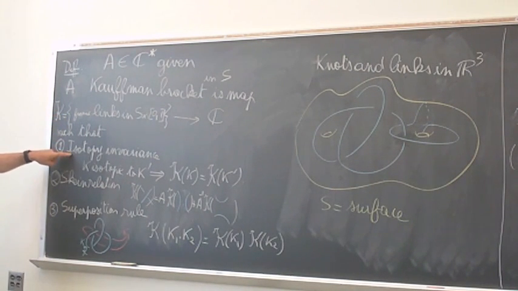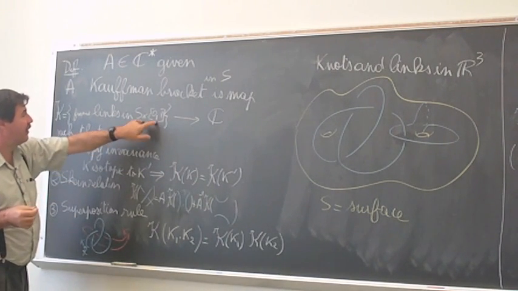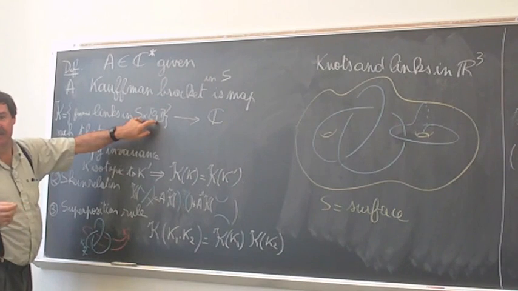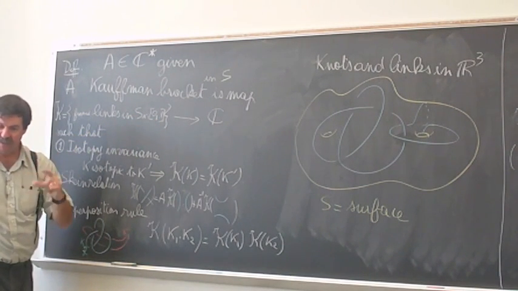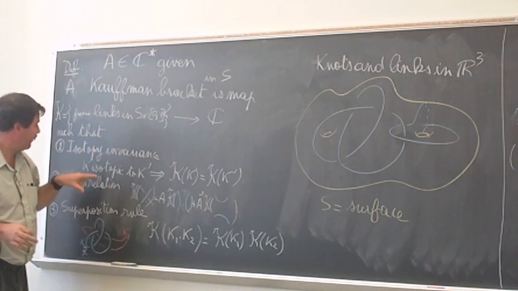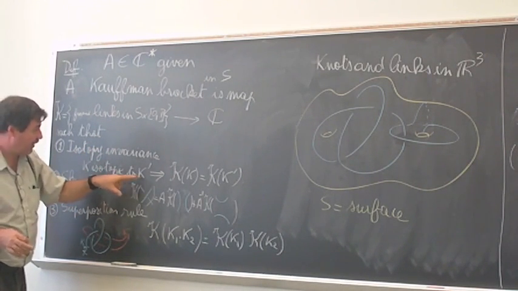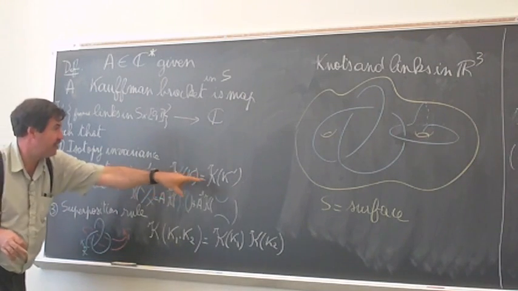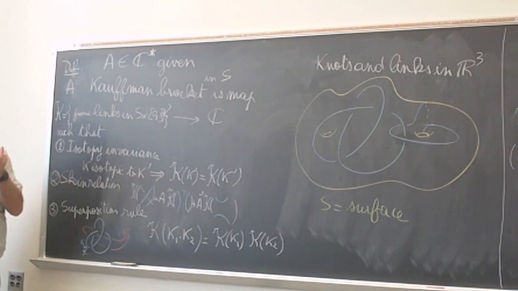Isotopy invariance, well, that makes sense. So isotopy means that there is a diffeomorphism of this thickened surface to itself, which is isotopic to the identity, namely which you can continuously deform to the identity, and which sends this link to that link. And what you require is that when that's the case, then they have the same invariant. The skein relation is exactly the same. You describe it in a little piece.